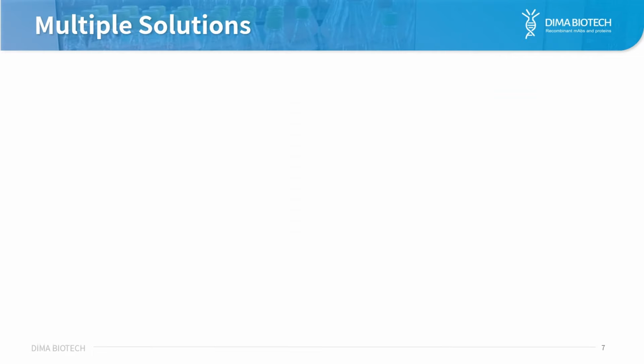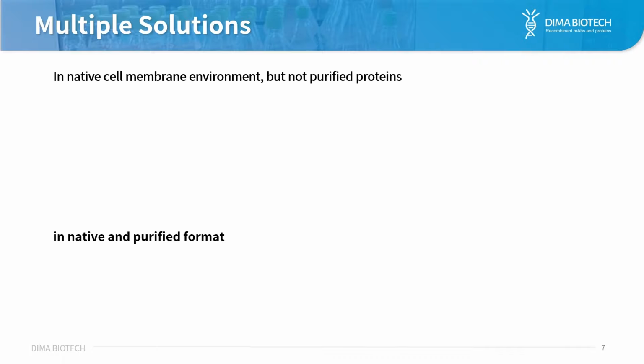The multipass transmembrane protein is really hard to produce in a purified form or functional form. To solve the problem, we developed several solutions which can be grouped into 2 categories. Number 1, the protein is produced in a native cell membrane environment, but not in a purified format. Number 2, the protein is produced in both native and purified format.